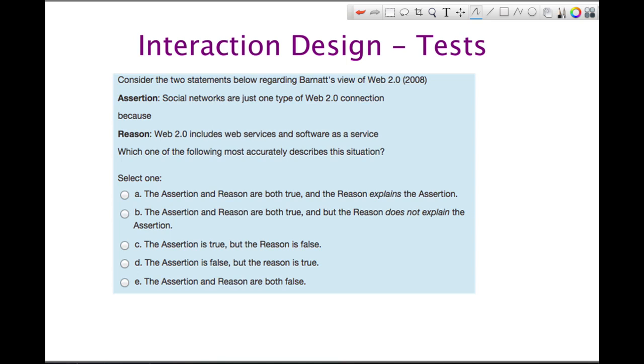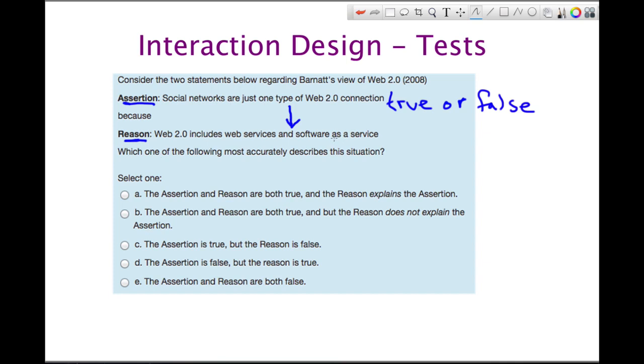So in this kind of question, it's slightly more complicated. There are two statements, something known as an assertion and a reason. And what you have to do is work out for each of these statements whether it is true or false. Having done that, you also have to work out what the logical relationship is between the two statements. In particular, is the second statement the reason for the first statement? Is the assertion true because the reason is true?